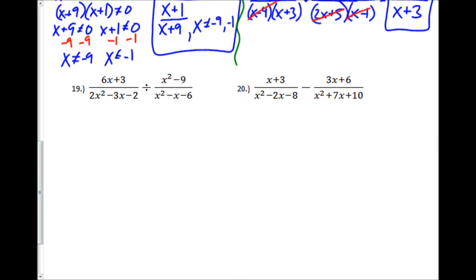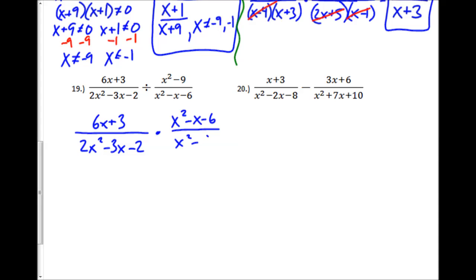Okay? If I want to do division, dividing by a fraction is the same as multiplying by the reciprocal. So the very first thing I do before I get into this problem at all is I just flip that second fraction, so that I can change this whole thing to multiplication. Because I don't want to divide, I want to multiply instead, so I change this to the x squared minus x minus 6 over the x squared minus 9. Now it's just like the problem before it. I'm going to simplify this by factoring everything completely.